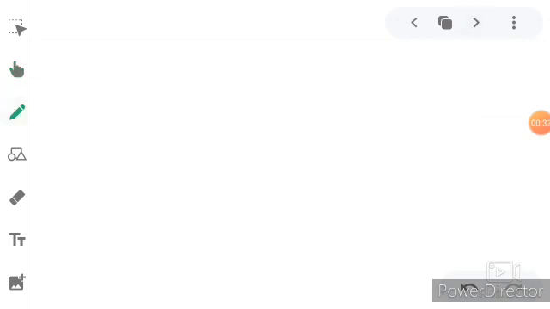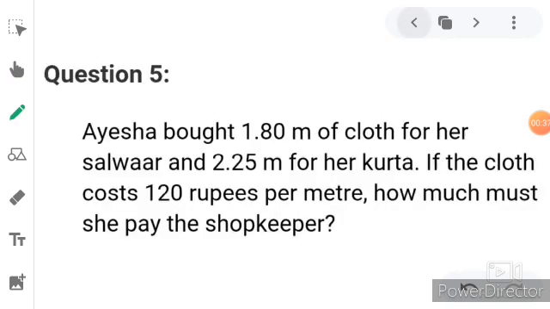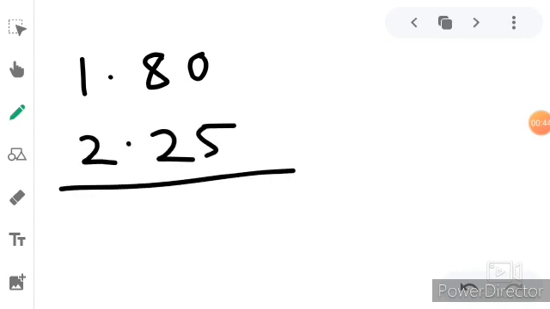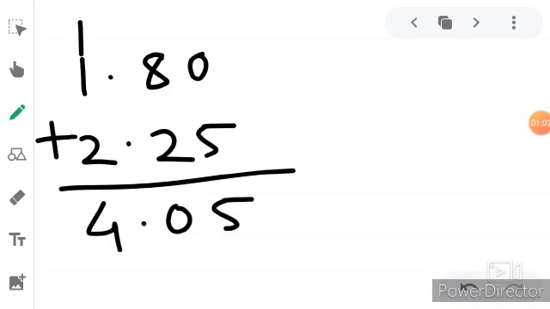1.80 for salwar, then 2.25 meters for kurta. So we will have to do the addition. 0 plus 5 is equal to 5. 8 plus 2 is equal to 10. 0 here, 1 carry. Then 1 plus 1 is 2. 2 plus 2 is equal to 4. So our answer is 4.05. So now the remaining question.